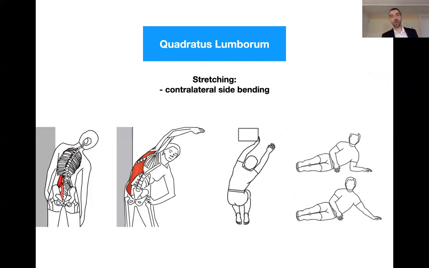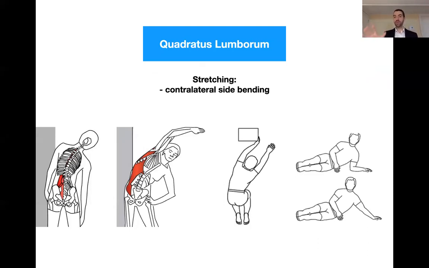It's just to do a contralateral side bending. It can be standing like I did. You can do this with your arms, so it will increase the power of the stretching. It can be on your knees. It can be side lying. So you have many options to stretch.